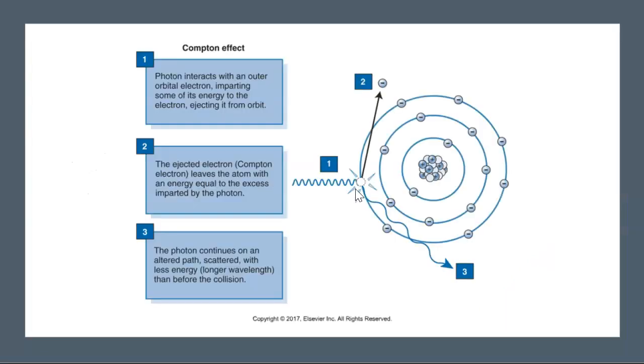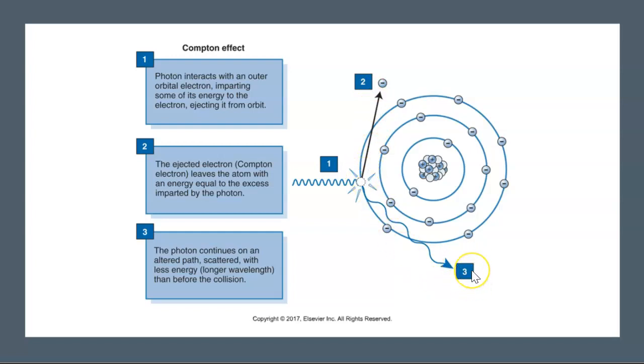Okay, so let's take a look at what it looks like. We have one, this is our incident photon, right? The photon interacts with the outer orbital electron, imparting some of its energy to the electron, ejecting it from orbit. So what's this thing called? Remember this? It's called a Compton electron or a recoil electron. It can be either name, okay? The ejected electron, the Compton electron, leaves the atom with an energy equal to the excess imparted by the photon. So here we've got number 3 right here.